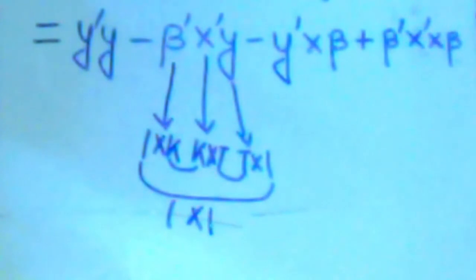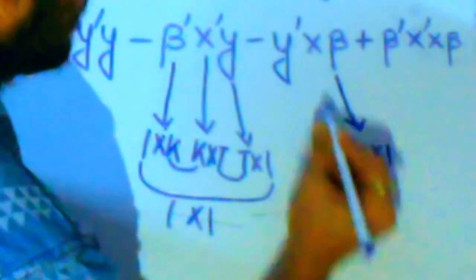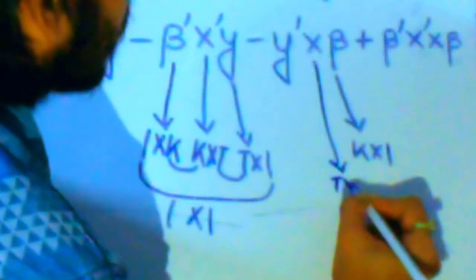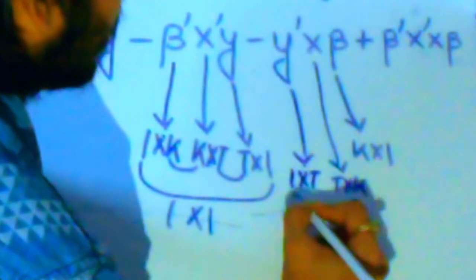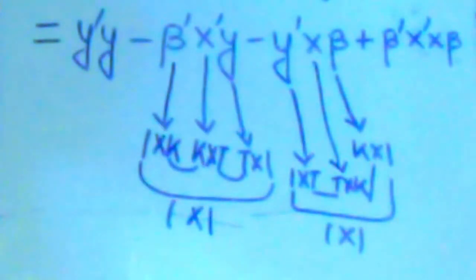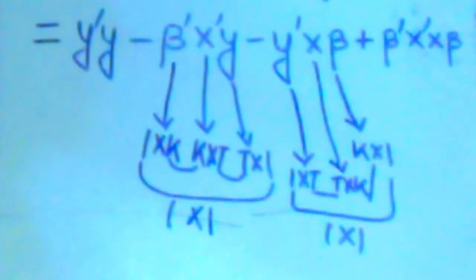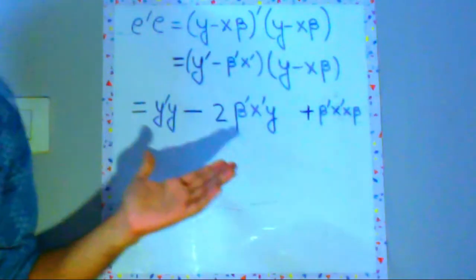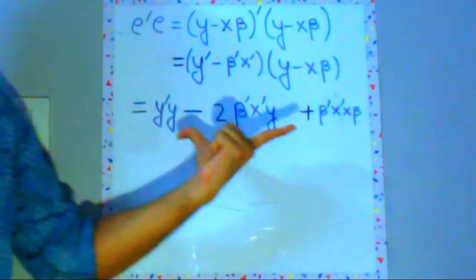You can also look at the dimension of this. This is of dimension k cross 1, this is of dimension t cross k, and this is of dimension 1 cross t. So again, you have 1 cross 1. Essentially these two terms are the same, so we will club them and simplify this expression, as these two quantities are scalars and transposes of each other. Now we have a simplified version of E transpose E, and we need to minimize this.